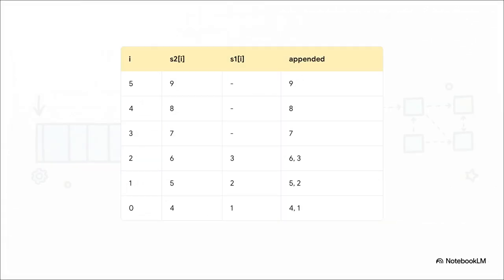Let's say slice 1 is 1, 2, 3, but slice 2 is 4, 5, 6, 7, 8, 9. Slice 2 has a length of 6, making it the undeniable leader. Our max is 6, so I starts at 5. For the first 3 loops, I equals 5, 4, and 3, slice 1's guard clauses fail. It literally has no data there. So slice 2 populates the first 3 slots entirely on its own with 9, 8, and 7.